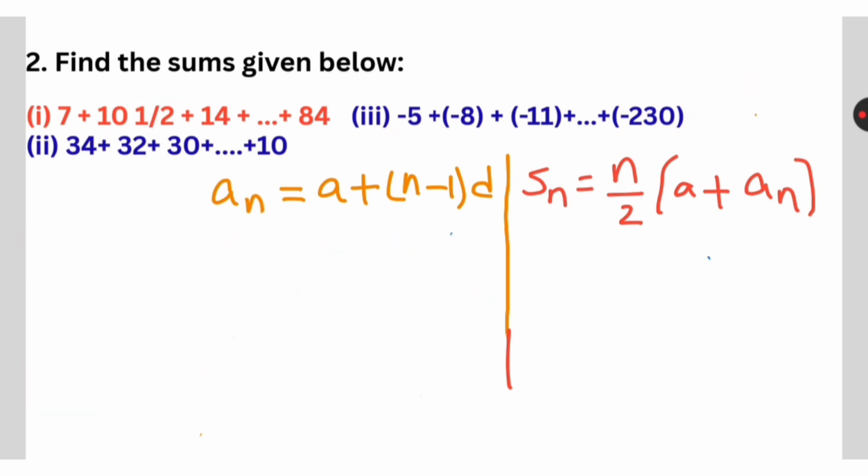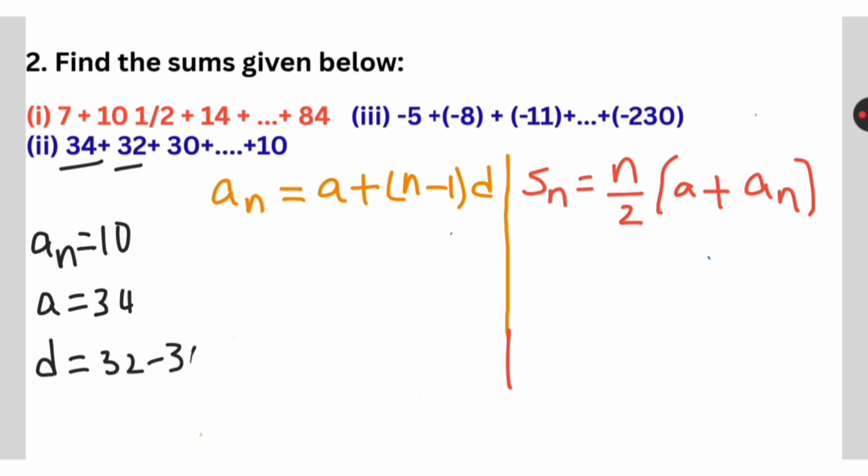The second question, what they given? 34, 32, 30 up to so on 10. So here the 10 is nothing but nth term, the last term. So we know the nth term, which is 10. So we know the first term, which is a, and also they given the second term. From second and first we can find the common difference, which is minus 2. Let's find out for the n.